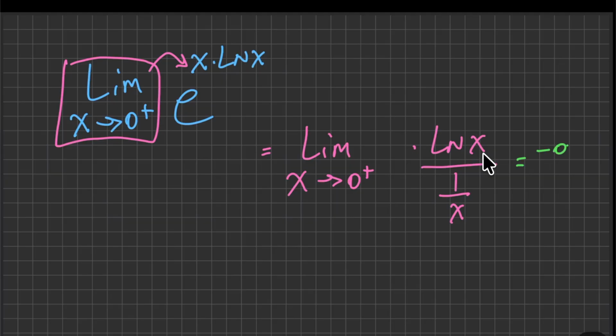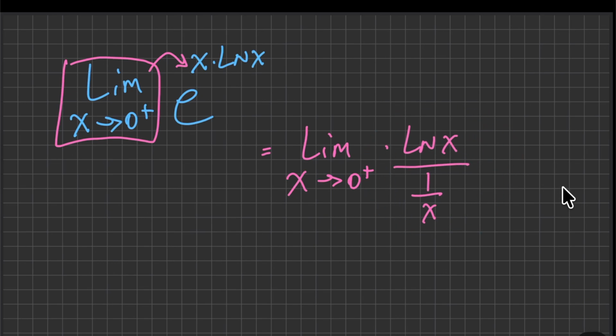We're going to get negative infinity on top, positive infinity on the bottom. This is L'Hopital's friendly. We're now going to go ahead and take the derivative of the top and the bottom. So the derivative of natural log of x is going to be 1 over x in the numerator. And in the denominator, we're going to change that to x to the minus 1 and use the power rule. And we're going to end up with negative x to the negative 2 power.